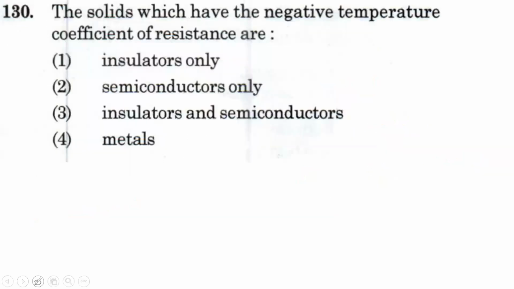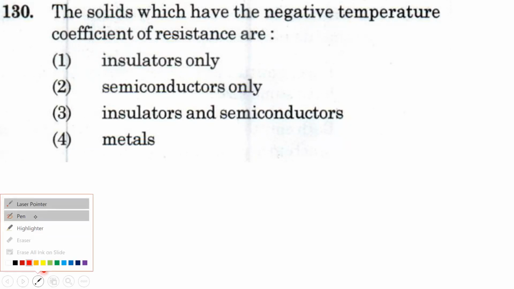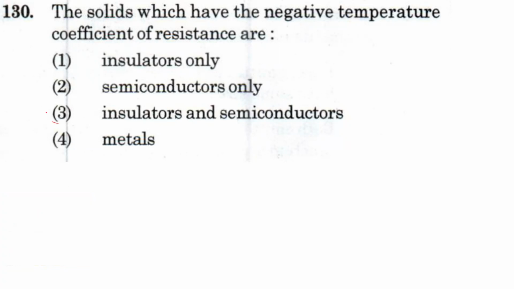Next, the 130th question. The solids which have a negative temperature coefficient of resistance, that means the substances whose resistance decreases with increasing temperature, those substances' temperature coefficient of resistance is known as negative. For both insulator and semiconductor, what happens is that by raising temperature, resistance decreases. So for this question, for both insulator and semiconductor, the coefficient of resistance is negative.